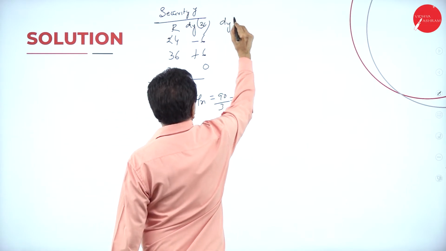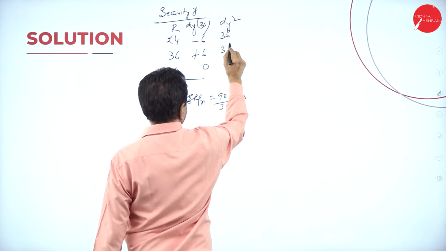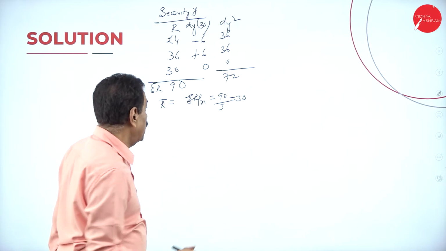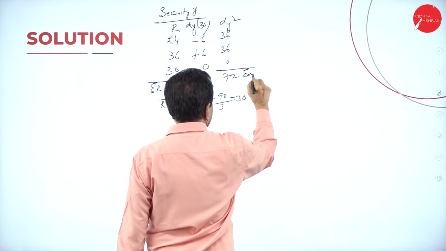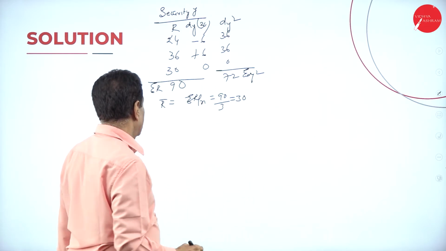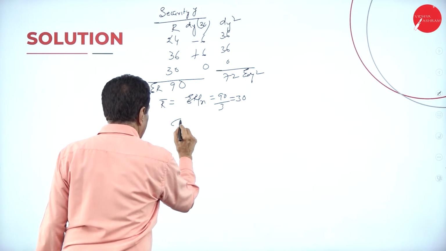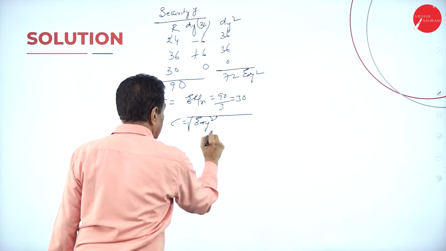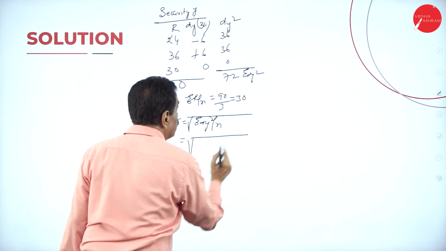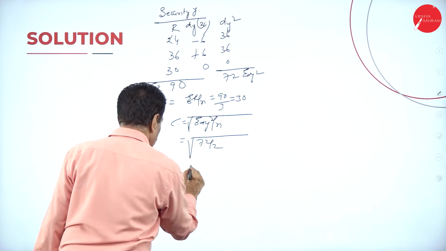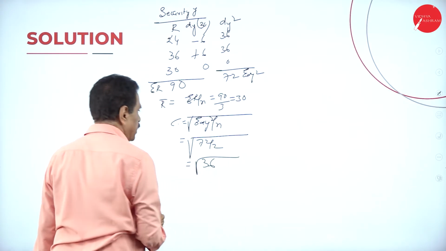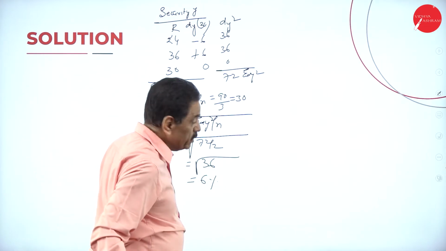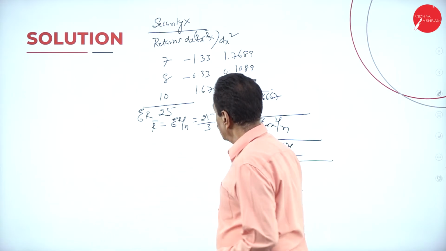dy square: 36, 36, 0. This is 72. This is your sigma dy squared. Then standard deviation is equal to root of sigma dy square divided by n, root of 72 divided by 2, root of 36. Root of 36 is 6%. So we have found out the standard deviation also for security X and security Y.